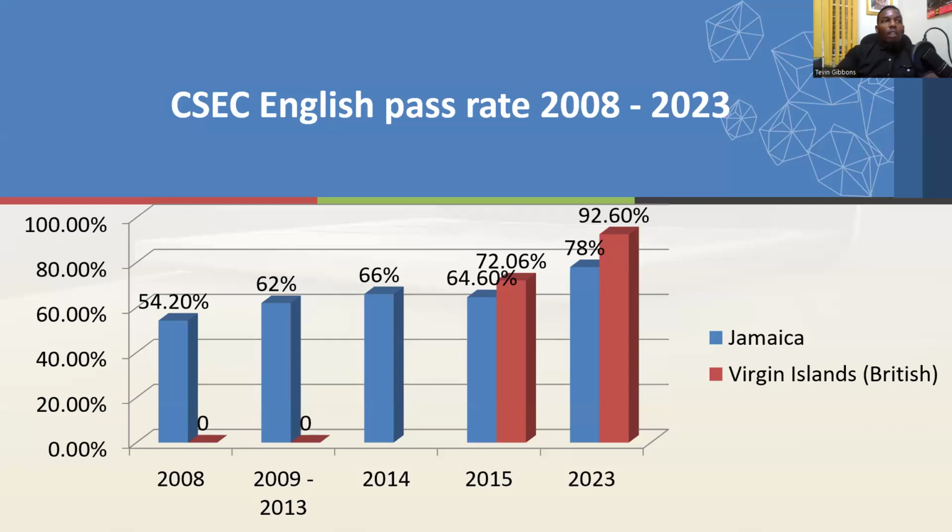So, here we have a bar chart representing CSEC English pass rate between 2018 and 2023. Now, as you can see, in 2008, roughly 54% of students who sat the exam passed. And now, for the next one, 2009 to 2013, 128,704 students sat the English exam between 2009 and 2013 from public secondary schools. 62% of those sitting the exams over the last 5 years earned passing grades. And this is according to the results from CXC.